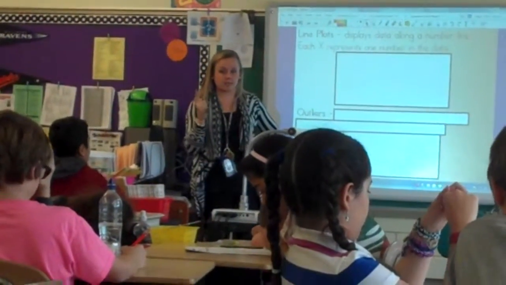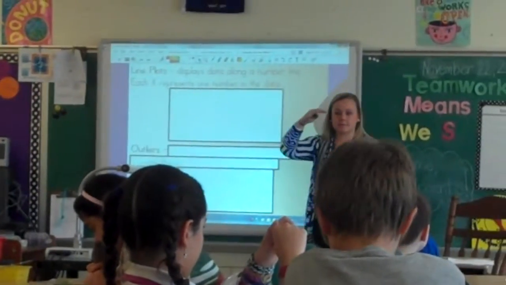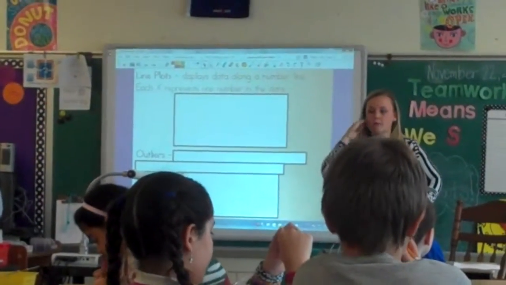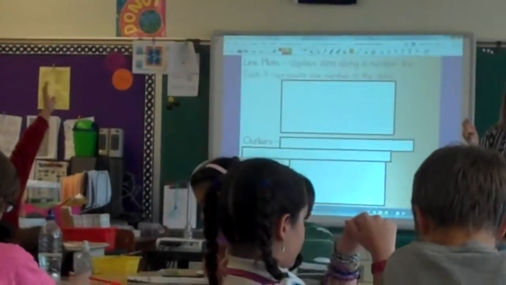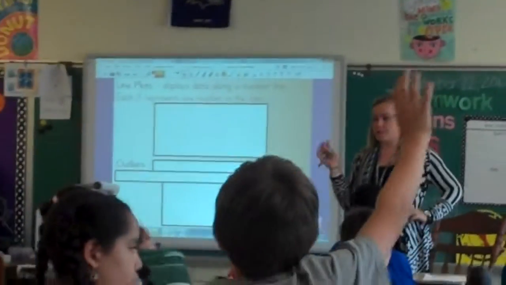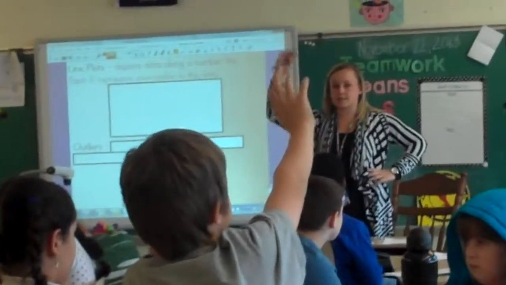Represents one number in the data. So if you had a number line and there was a 5 and there were 5 x's on top of it, what would those 5 x's represent? So say we were talking about the number of people that own cats. So say cats was on the bottom and there were 5 x's.